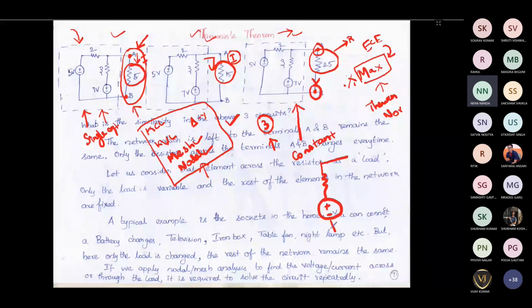This complete circuit will be replaced like this. Okay, if I replace this complete circuit like this, now what do I have? I have only this load resistance outside. So this is terminal A and this is terminal B. This can be of 5 or 20, 15 or 25.